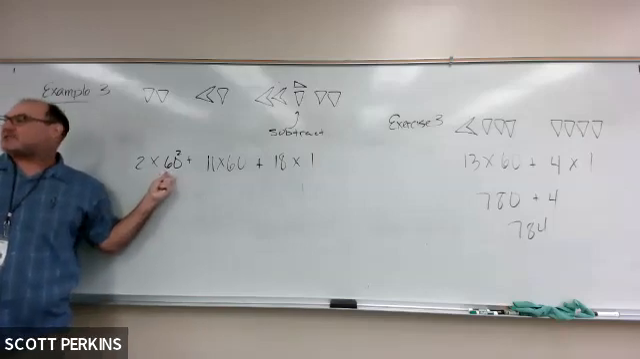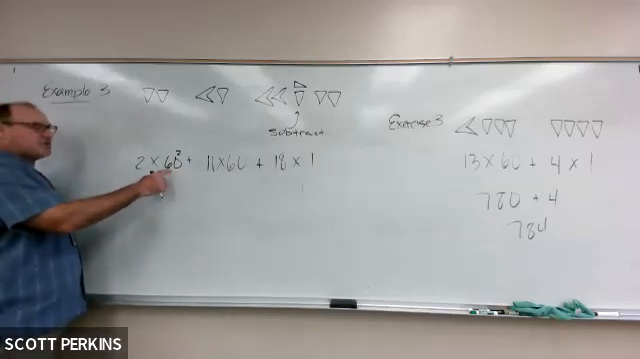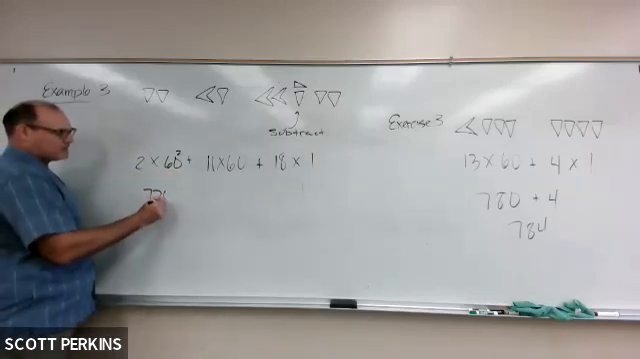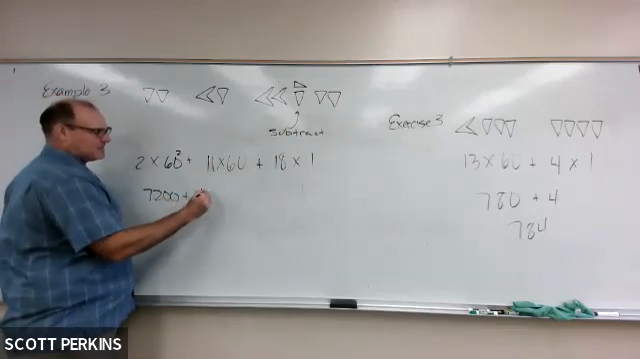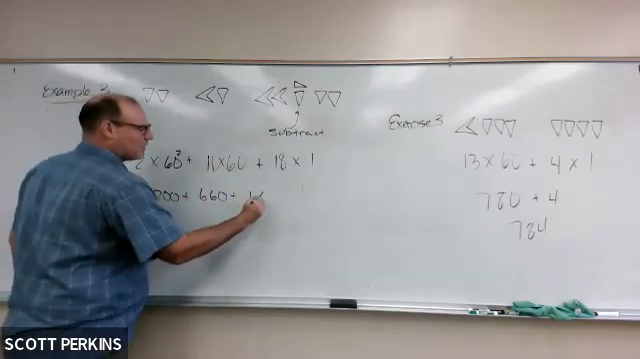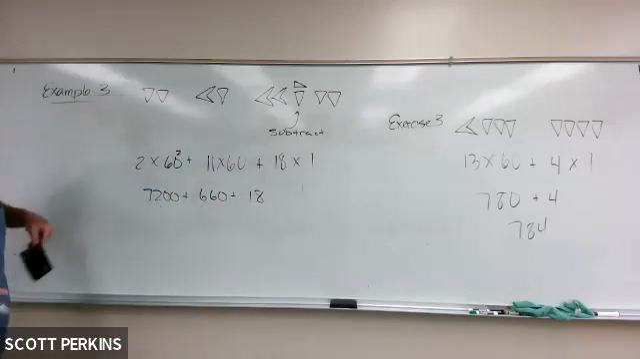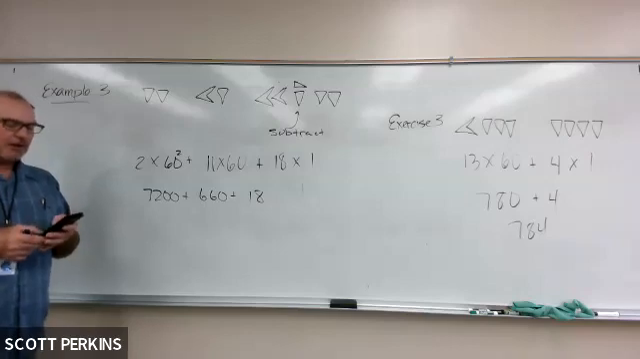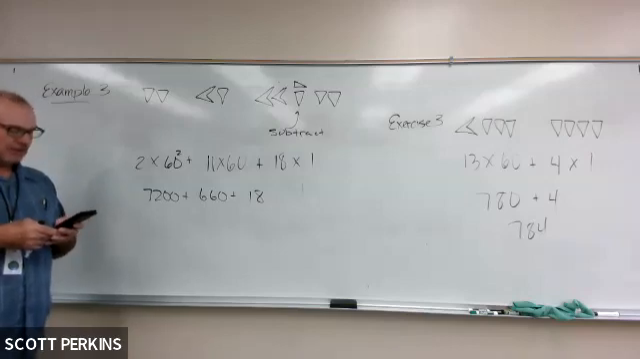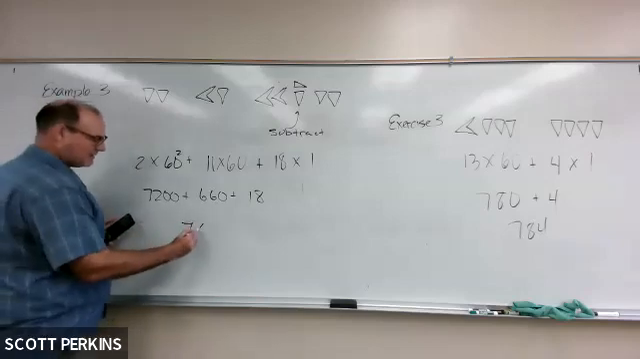Anybody bothered by the 60 squared here? We doing okay? Okay, so 60 squared is 3,600 times 2. I think that's 7,200, but you should always check me. And then 11 times 60 is 660. And then 18 times 1 is 18. And then when we add those three numbers up, we get the final value. And that's going to be 7,878.